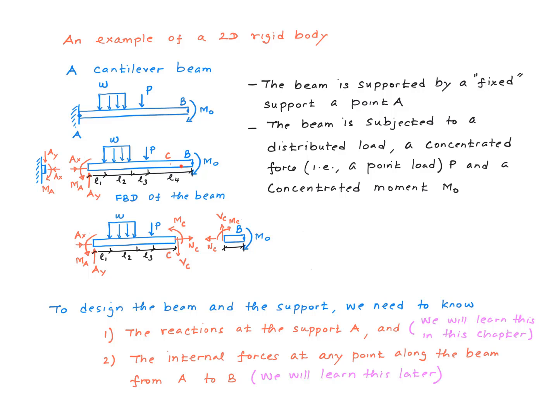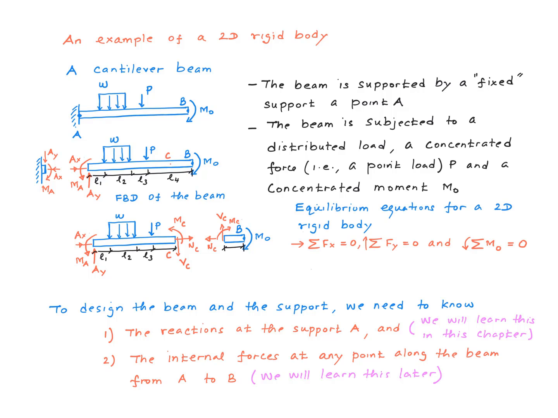If I were to section the beam at a point like point C and separate the beam into two parts, these are the internal forces that I will see in general. There will be an axial force, a shear force, and a bending moment. Once again, just to compare this with the cable system, in the cable system we just had one force, which is the tension on the cable, whereas here the internal forces consist of these three: shear force, axial force, and a bending moment.